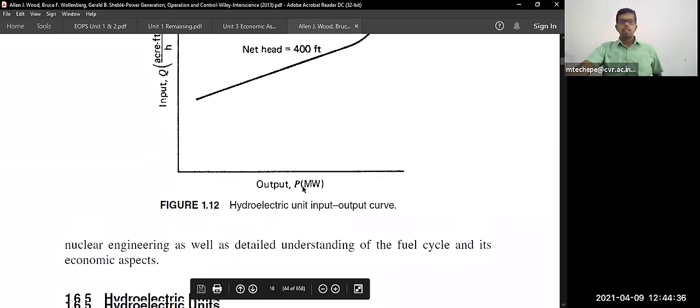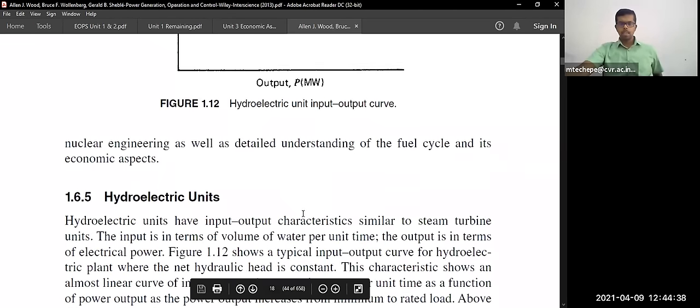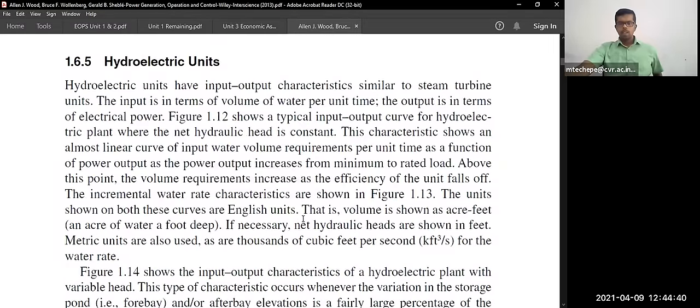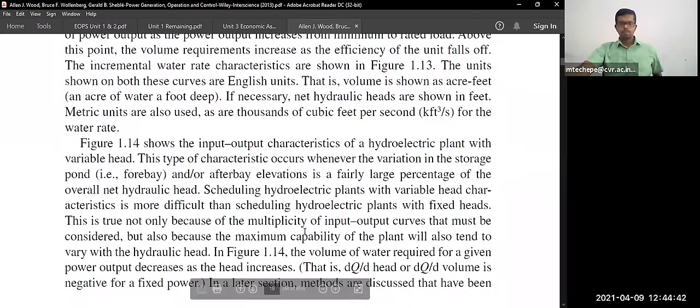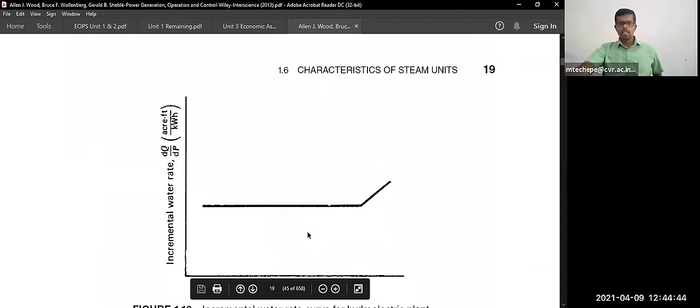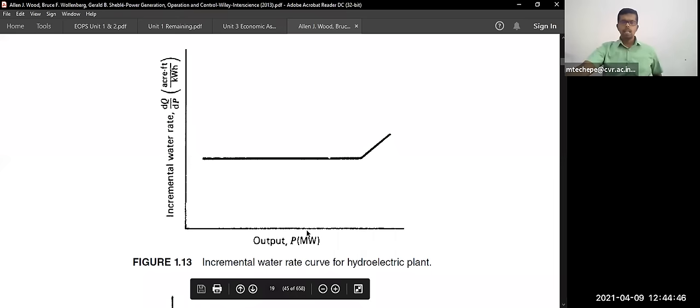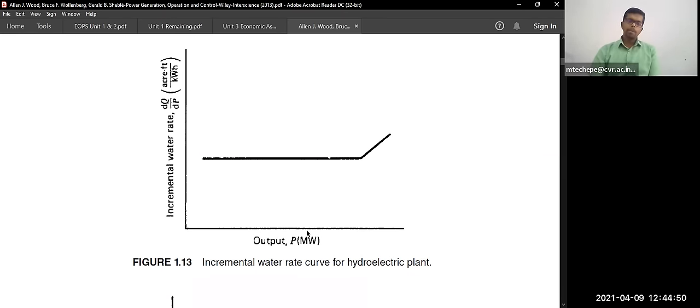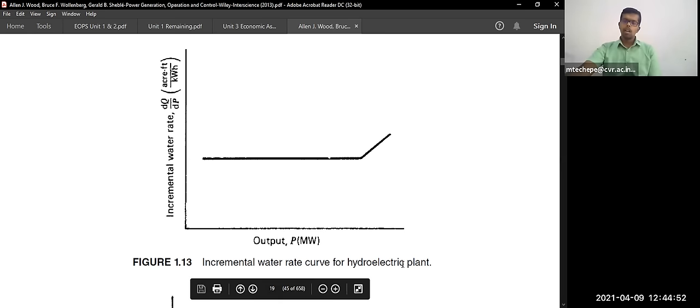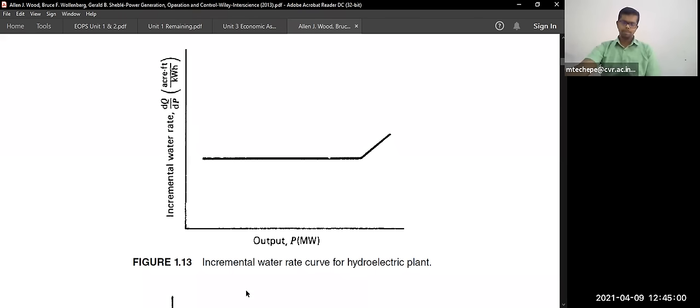Okay. Next we are seeing the hydroelectric unit. I think you already studied this in Power System 1, so I'm not touching more on that. If you see the incremental water rate curve for hydroelectric, the incremental water rate is dq divided by dp, acre feet per kilowatt hour.